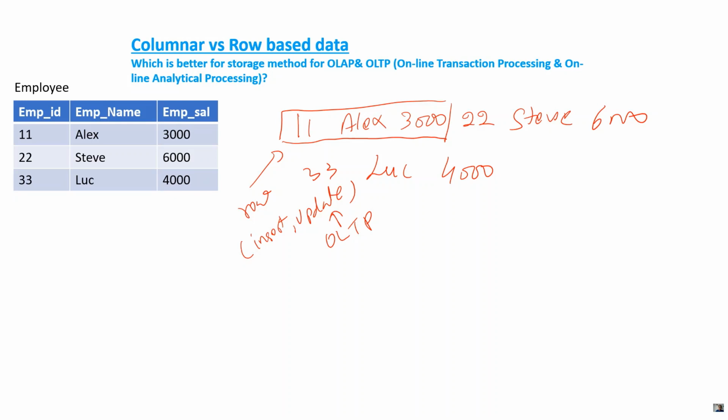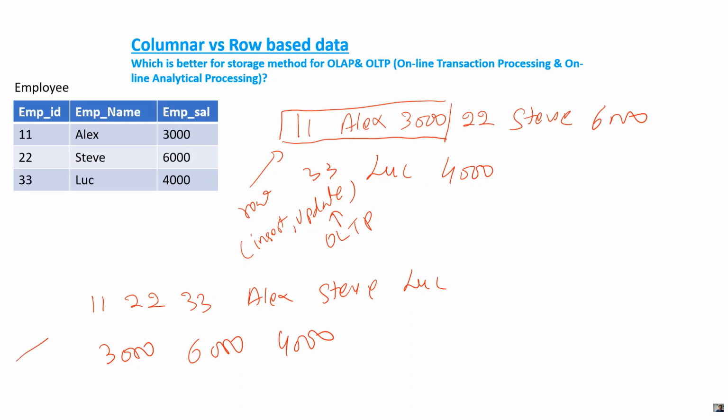Now let's say I want to store this in columnar format. How will it look? Employee ID 11, then 22, then 33, then the names Alex, Steve, Luke, and then the salaries 3000, 6000, 4000. So this is our columnar format. We can store data on the disk in this format.